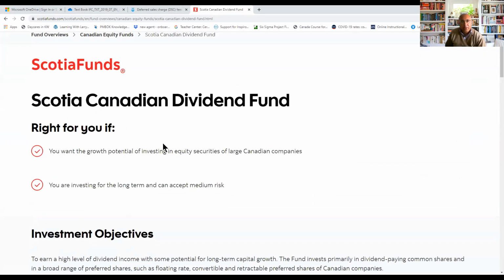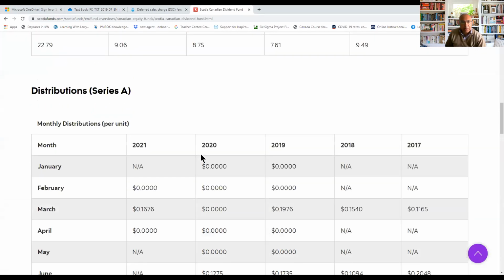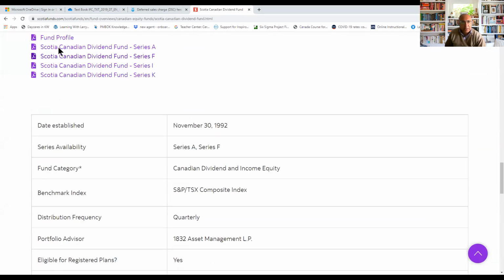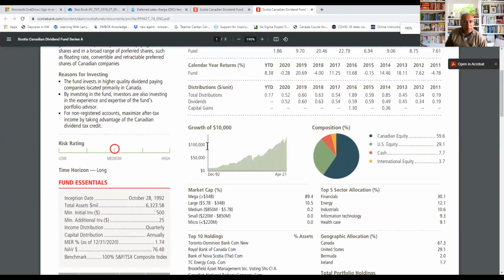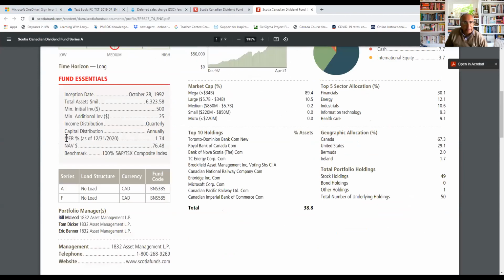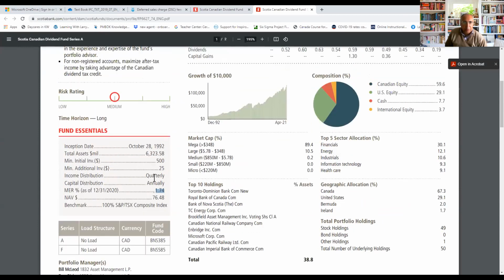So here, let's take a look at the dividend fund, for example. Under the dividend fund, let me open up the fund profile. So under the fund profile, we saw here that, for example, the MER is the management expense ratio. So 1.74%. This amount you will be paying annually. That is an annual percentage.